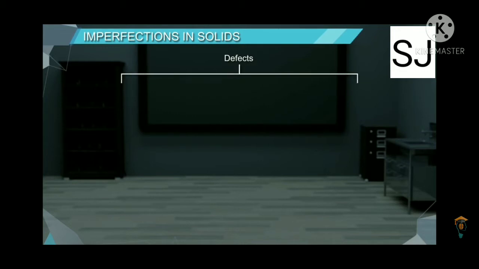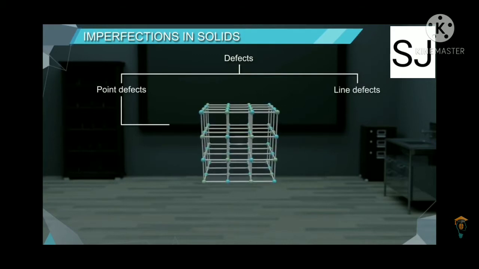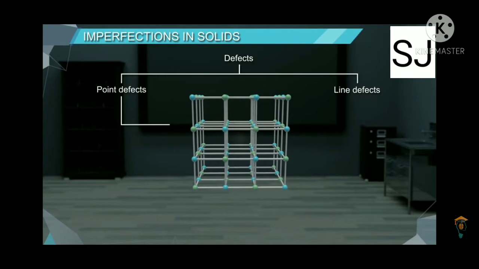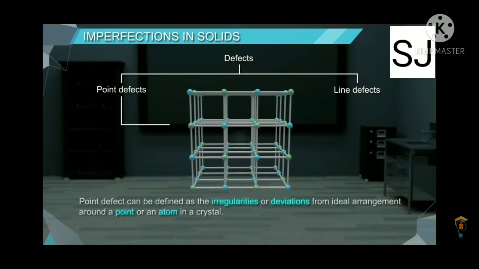So from this we can say that defects are further categorized into two types, that is point defects and line defects. Now, point defects can be defined as the irregularities or deviations from ideal arrangement around a point or an atom in a crystal. As you can see, the irregularity arises.